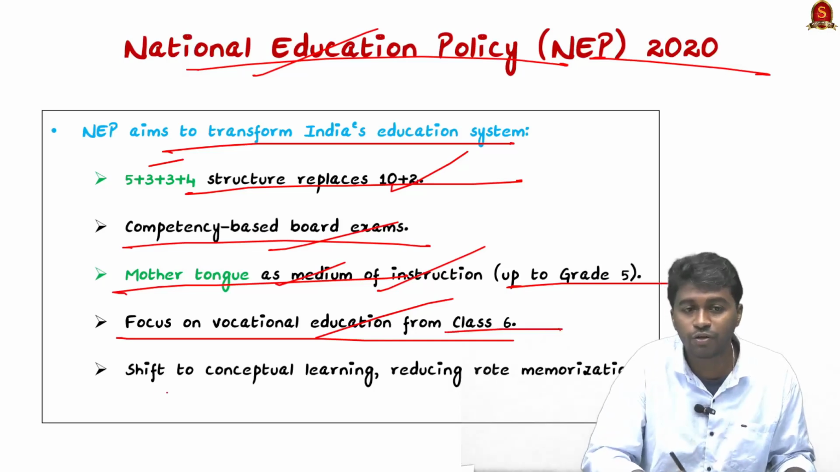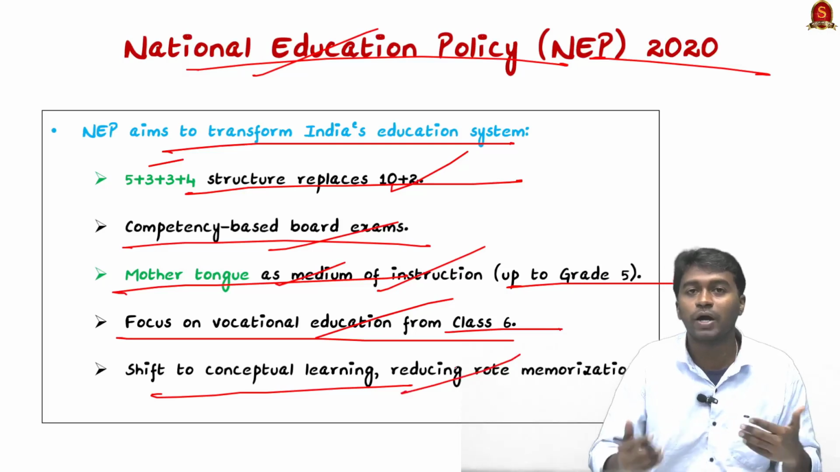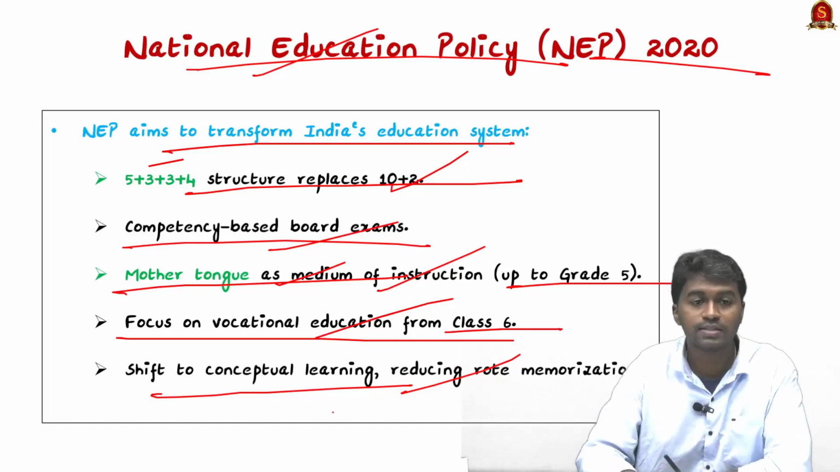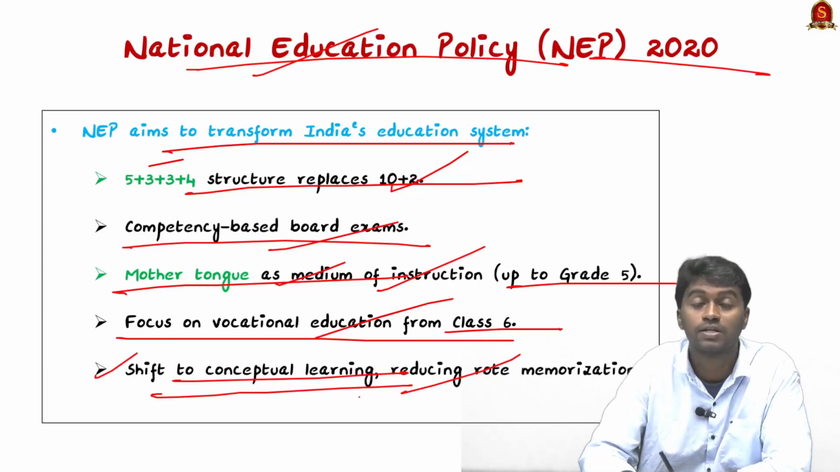And the next is the shift to concepts, reducing the pattern of memorizing things and pasting them in the answer sheet. And here you can see that the CBSE's 2 examination scheme is giving more importance to conceptual learning rather than memorizing the concepts.